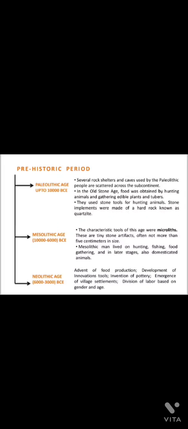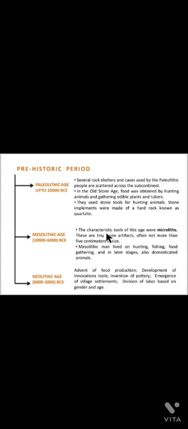So now we move from the Paleolithic age to the Mesolithic age. In the Mesolithic age, we see that the early man used tools made of stone which were comparatively smaller in size than the ones used during the Paleolithic period. These small tools used by the Mesolithic men were known as microliths. The microliths were generally not more than 5 centimeters in size. Again, we find that the Mesolithic men also survived by hunting, fishing, and food gathering. Here, it is interesting to note that by this time they had learned fishing as well. And in later stages, they also learned the art of domesticating animals.